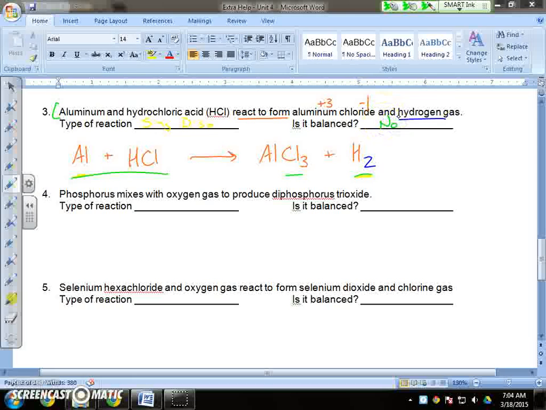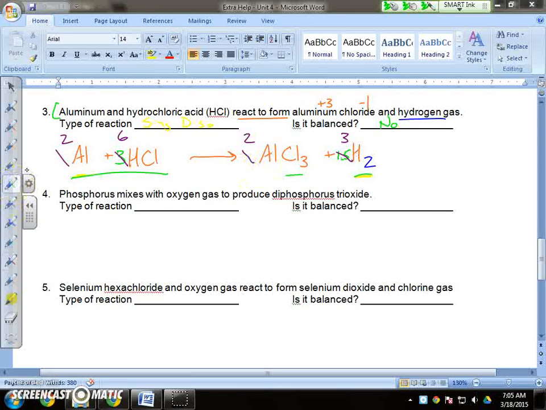If you wanted to balance it, you would throw a 3 here. Now your chlorines are balanced. However, I know that I can't get this guy, so I throw a 1.5 here. Now, this is perfectly balanced, but impossible. So in order to fix that, we would double everything and turn this invisible 1 into a 2, turn this into a 6, turn this invisible 1 into a 2, and turn this 1.5 into a 3. So your balanced reaction would be 2, 6, 2, 3: 2 aluminums, 6 chlorines, 6 hydrogens. Anyways, moving on to the next one.